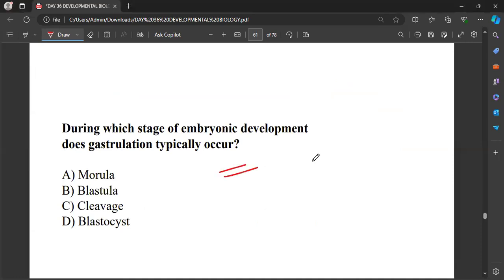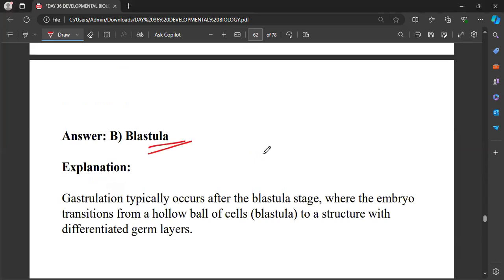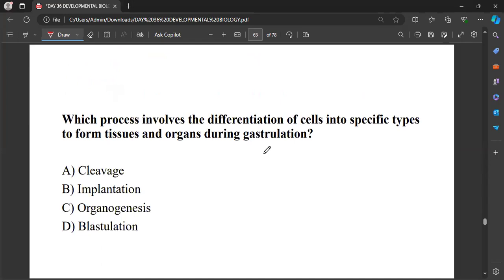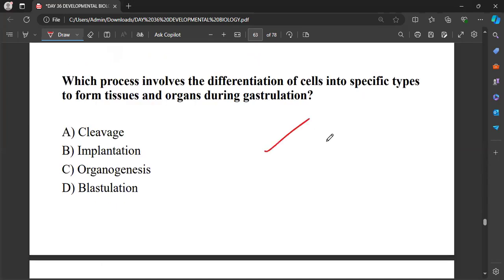During which stage of embryonic development does gastrulation typically occur? At which stage? At the blastula stage. That is the one followed by gastrula. Okay, answer this question. Which process involves the differentiation of cells into specific types to form tissues and organs during gastrulation?